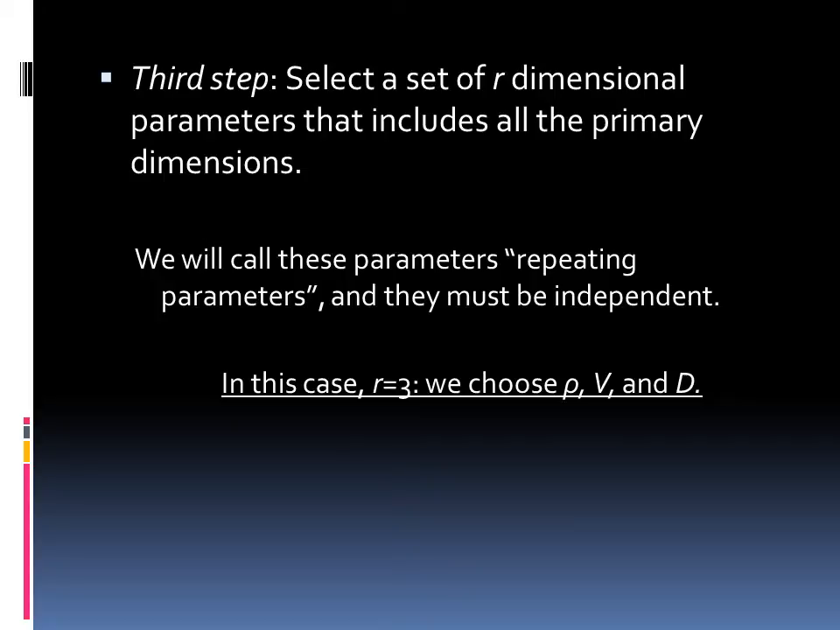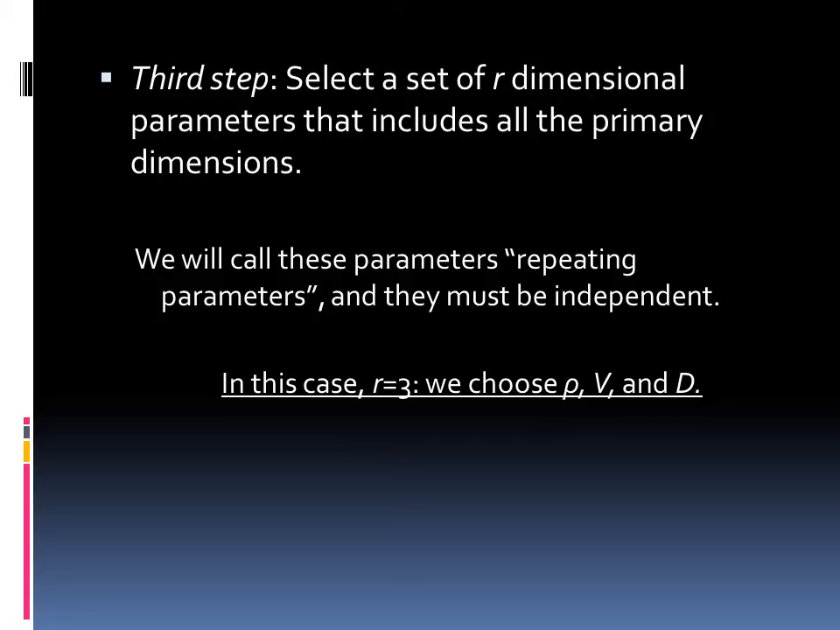Third step. In this step, we must select a set of r dimensional parameters that includes all the primary dimensions. We will call these parameters repeating parameters, and they must be independent. That is, we must be able to obtain the rest of the dimensions using our repeating parameters. For example, we cannot choose L, the length of the pipe, and d, the diameter of the pipe, at the same time, because we wouldn't be able to obtain the rest of dimensions with any set containing them.